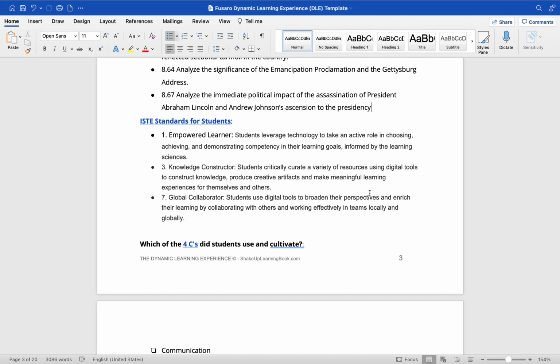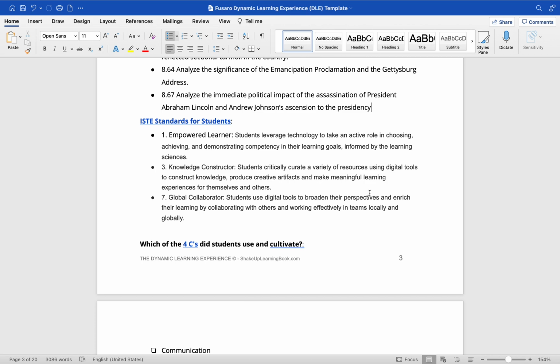Students use digital tools to broaden their perspectives and enrich their learning by collaborating with others and working effectively in teams locally and globally. So they're not necessarily going global on this, they're doing local. When I created this, I had my students in mind, so they're in groups of 4, so there's 4 stops on the scavenger hunt. They can divide up the different stops, but they have to communicate with each other so that they're prepared for the full group discussion afterwards.